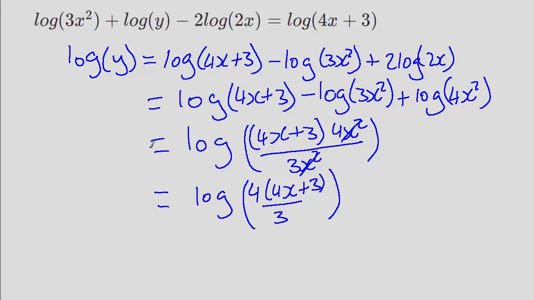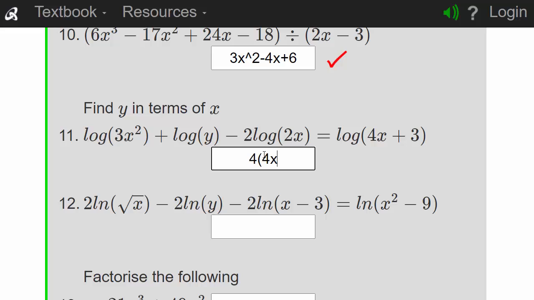Right, now I've got a single log on the left hand side and a single log on the right hand side, so I can take the inverse of both sides, giving me y is equal to 4 brackets 4x plus 3 all over 3. So we've got 4 outside 4x plus 3 divided by 3.